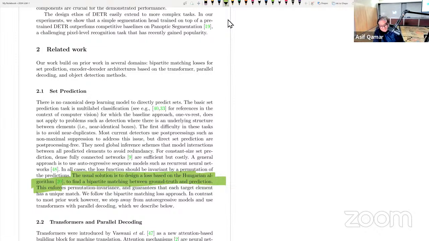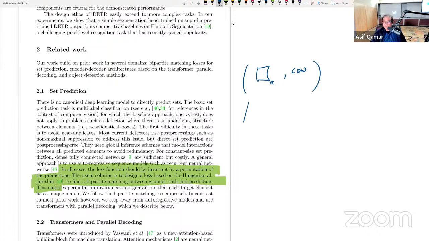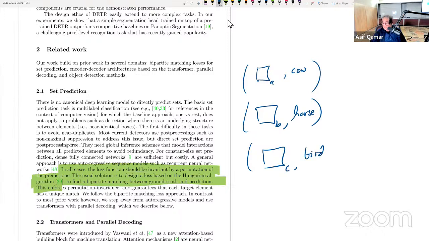This needs explanation. A general approach is to use autoregressive sequence models such as recurrent neural networks. In all cases, the loss function should be invariant to a permutation of the predictions. What it means is that, suppose I predict a set, right? I say this bounding box A, cow. Bounding box B, horse. Bounding box C, bird. Now you realize that the order does not matter. The order in which I produce these elements should not matter, isn't it? It is the same information.